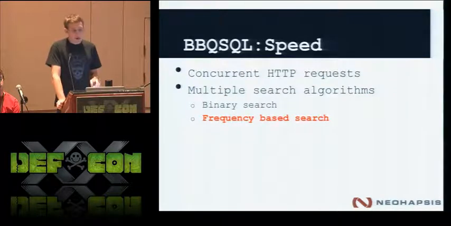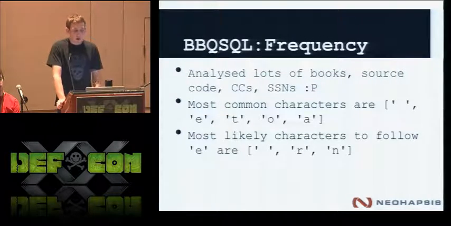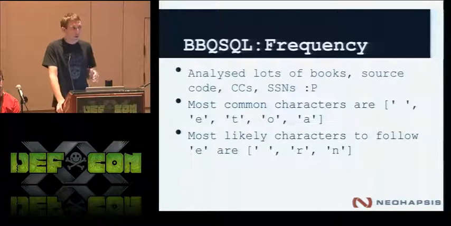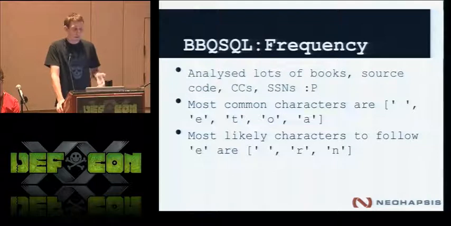The other thing that we were playing with, and it can be beneficial in some instances, is to do frequency-based search. I know some other tools have done this before. I decided to try it myself. It's fun. So what I did is I analyzed thousands of open source books for the character frequency. And what I found, which isn't surprising for anyone who's done any cryptography, is that the most common character in all of these books was the space character followed by E, followed by T, followed by O, followed by A.